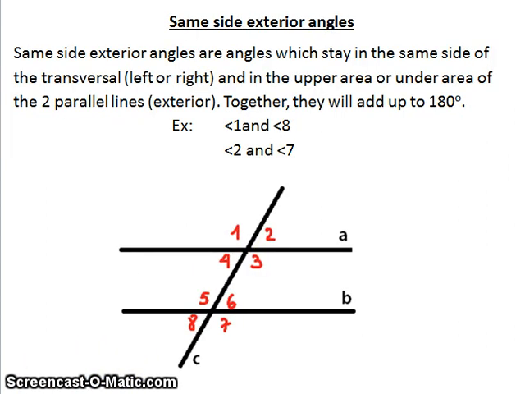It's the same side exterior angles. This is basically similar to the same side interior angles, except for one thing, which is that these angles will be in the upper area or under area of the two parallel lines, but together they will also add up to 180. Example for angle 1 and angle 8. You can see they stay in the upper area and the under area of the two parallel lines, which is the outside area of the two parallel lines, and also on the same side of the transversal, and together they add up to 180.